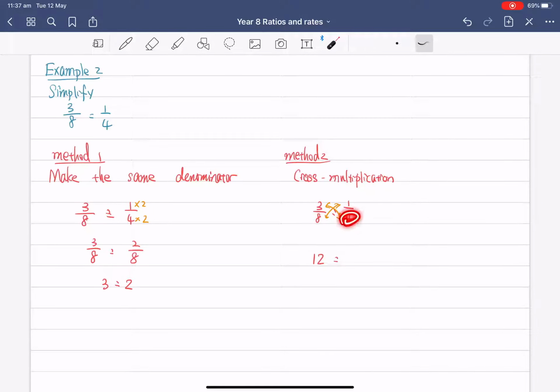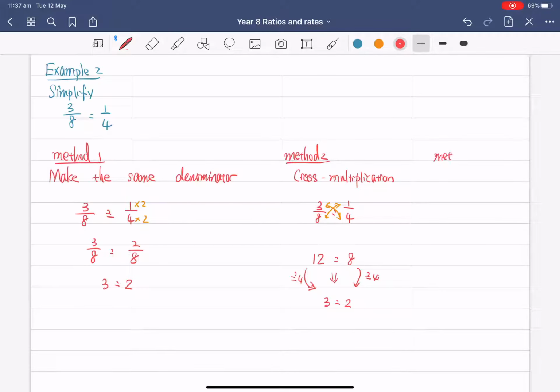So you do 3 times 4 first, and you do 8 times 1 later. So 8 times 1 is equal to 8. Once you finish that, you simplify it. So you divide by the highest common factor, which is equal to 4. That gives you 3 to 2. So that's another way you can do it.